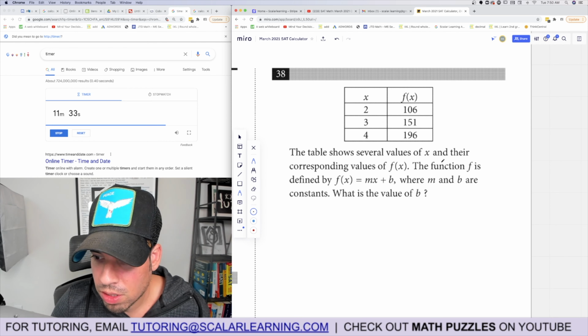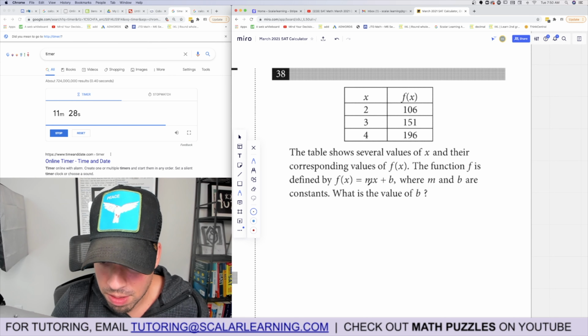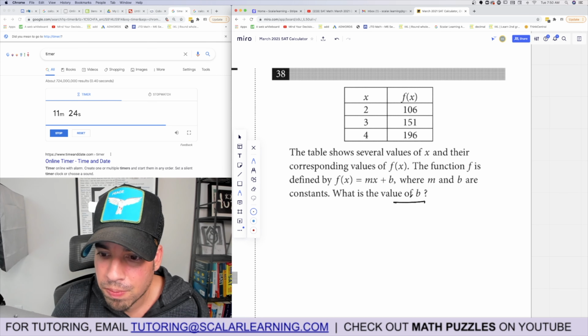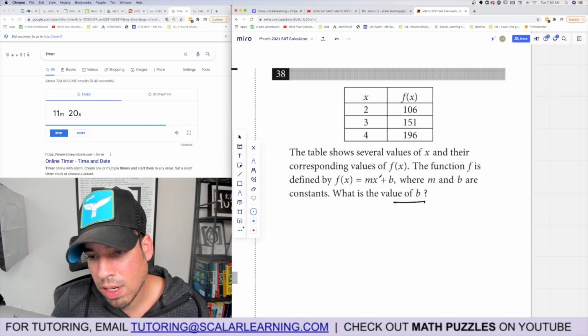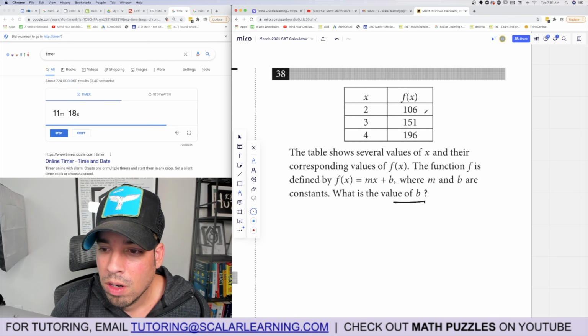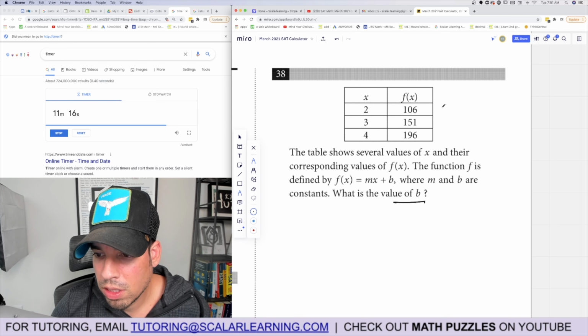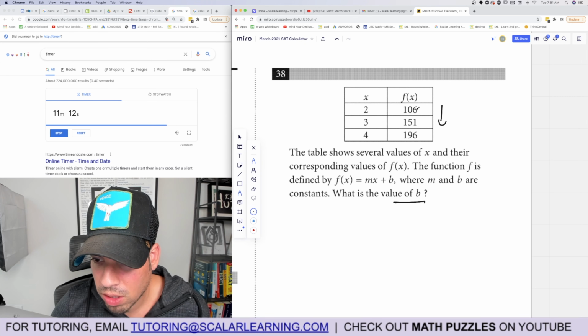The table shows several values of x and the corresponding values f of x. The function f is defined by f of x equals mx plus b, where m and b are constants. What is the value of b? So this is obviously a linear equation. So here's what we're going to do. We're going to first calculate the slope by subtracting down, as I like to do. That's my version of the slope calculation formula.